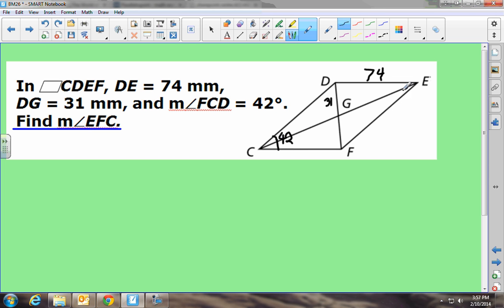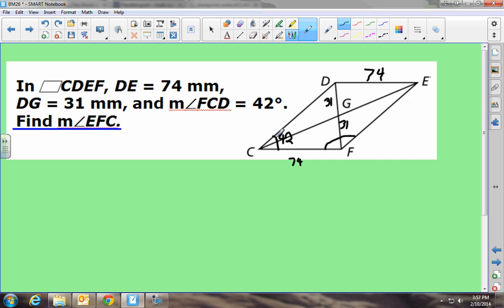Find EFC. All right, so they're asking for this angle here. My first question would be, why did they tell me how long this is, how long this is, if they're asking me for an angle? And your answer would be, because they are testing us and trying to trick us. Yes, this is 74. Yes, this is 31. But that gets us nowhere closer to this angle.